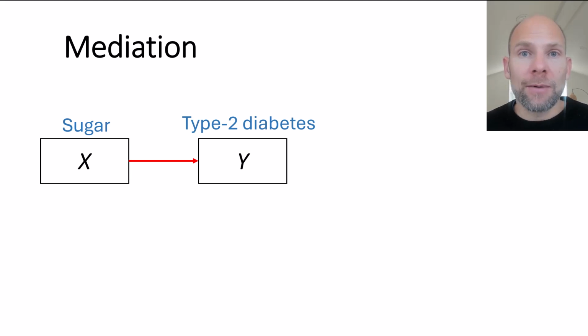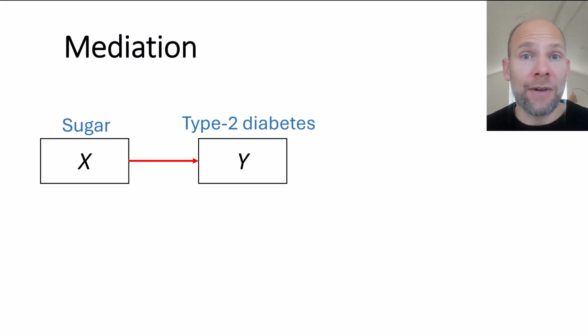Let's consider the relationship between two variables first. So in my example here, I have sugar consumption as my independent variable x, and I have type 2 diabetes as my dependent variable y, assuming that we want to test the hypothesis that higher sugar consumption leads to a higher likelihood of developing type 2 diabetes.